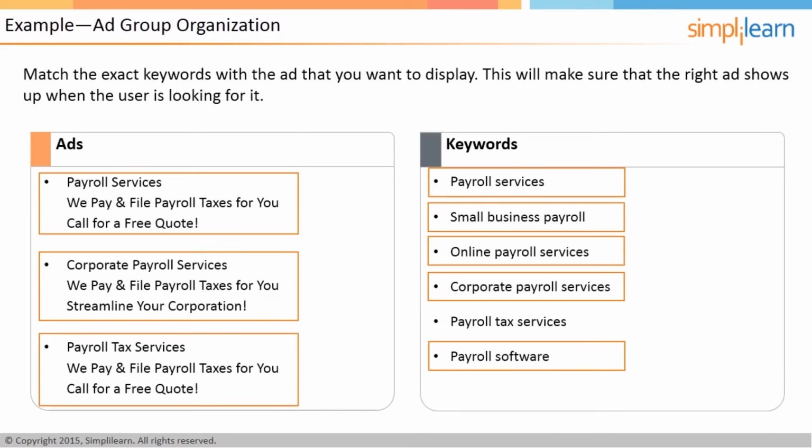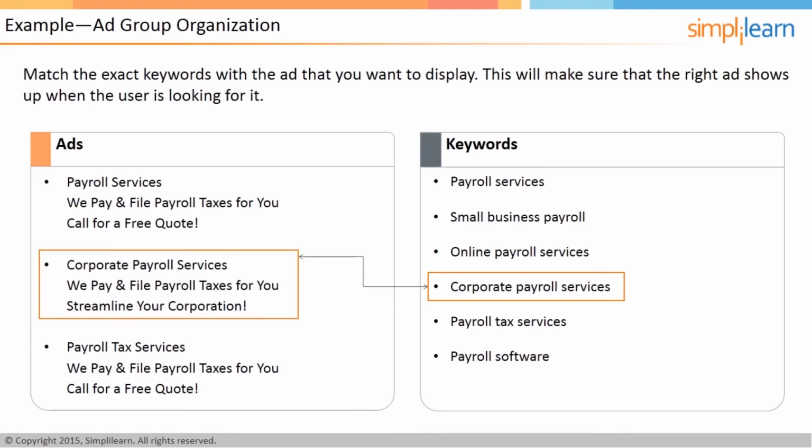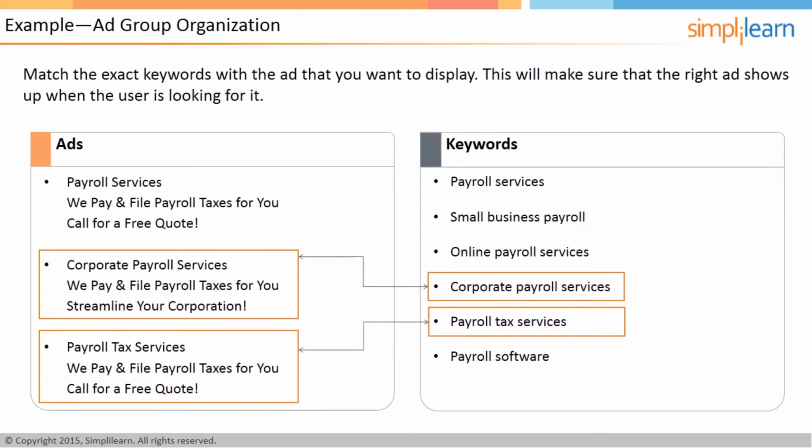because Google's not going to look and say, oh, that keyword is corporate payroll. Let's show a corporate payroll ad. Any ad from an ad group can show for any keyword in the ad group. So if a user searched for corporate payroll services, right, you'd want them to see the ad that mentions corporate payroll services. If a user searched for payroll tax services, you'd want an ad that mentions specifically payroll tax services.